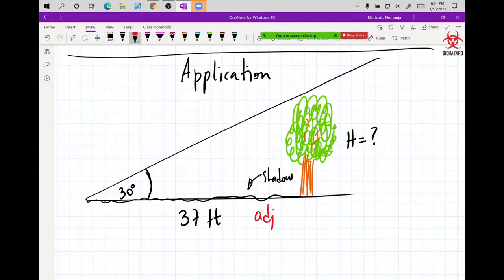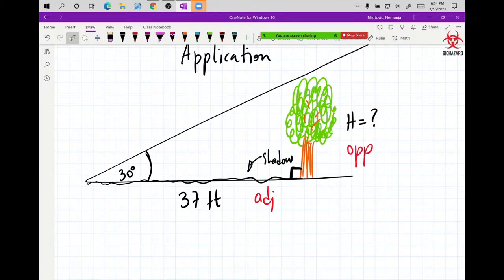Hypotenuse cannot be touching the 90 degrees, and we have a 90 degrees right here. Hypotenuse is the longest side of the triangle. So it's opposite, yes. Has to be opposite. Good. Now, what trigonometric function out of those 6 connects opposite and adjacent?